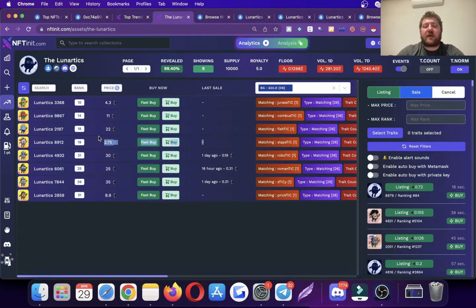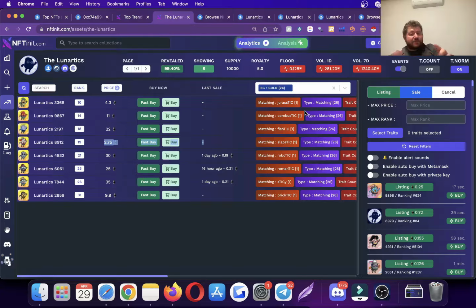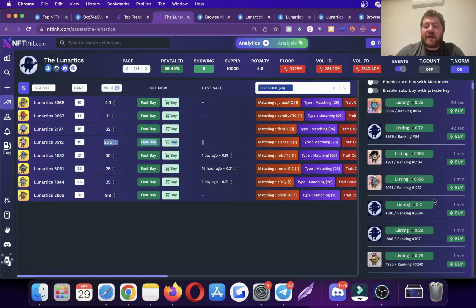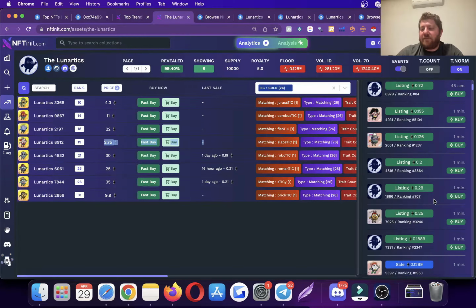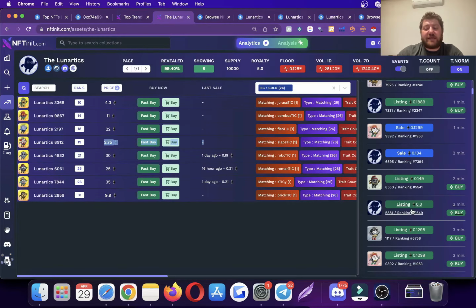They are both good. Anyway, on the right side there is the event feed. The left side is for making all these searches and checking traits. You see how much they were sold for, how many days ago, the current prices, how many of them are listed, how many of them are not listed. However, on the right side, you have the live event feed. So whenever there is a listing, you see it here. Whenever there is a sale, you also see it here.